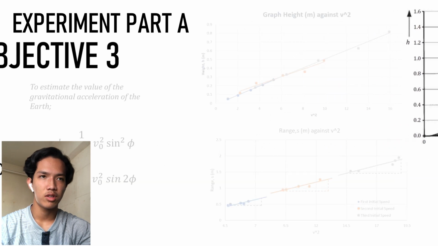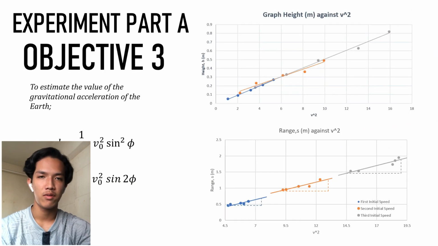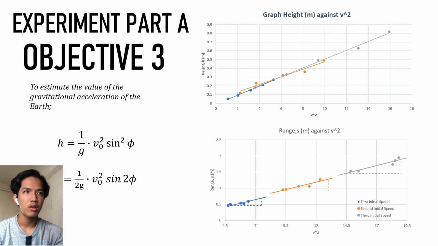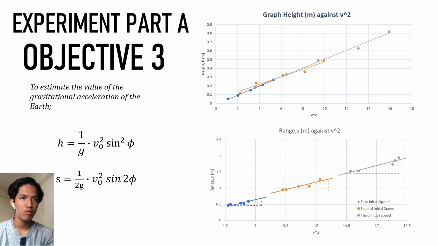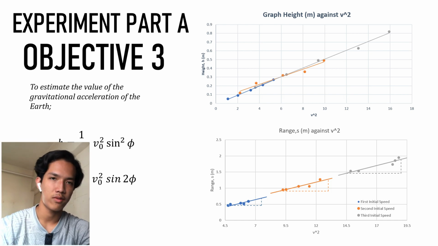For the third objective, to estimate the value of the gravitational acceleration, we will use 2 linear graphs. The first one is the graph of height against v squared sine squared theta, and the second graph is maximum range against v squared sine 2 theta. From the slope of the graph, we will determine the gravitational acceleration. For example, 1 over g equals m for the upper graph, and 1 over 2g equals m for the lower graph in this slide.